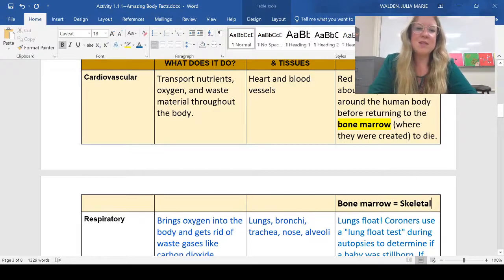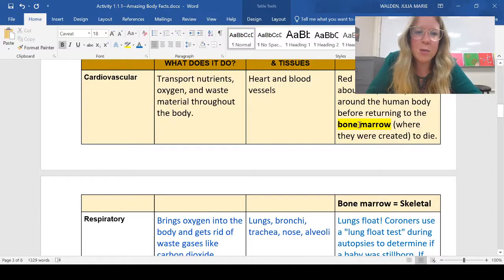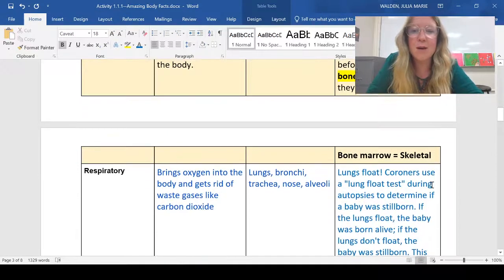What that means is the fact is about the primary system, which is the cardiovascular system, but the body systems work together. Literally, your blood is born inside of your bones. So your skeletal system really impacts your cardiovascular system. If you didn't have bones, you wouldn't have blood, so that's a big connection there.